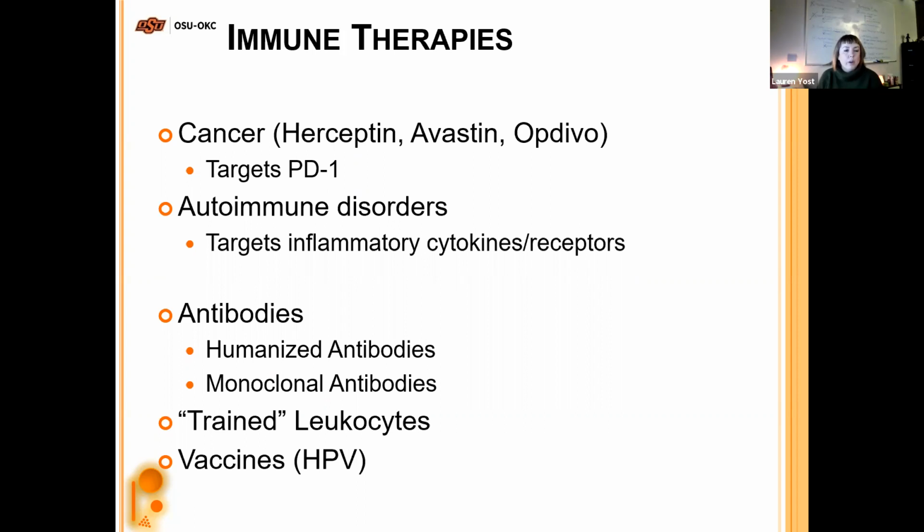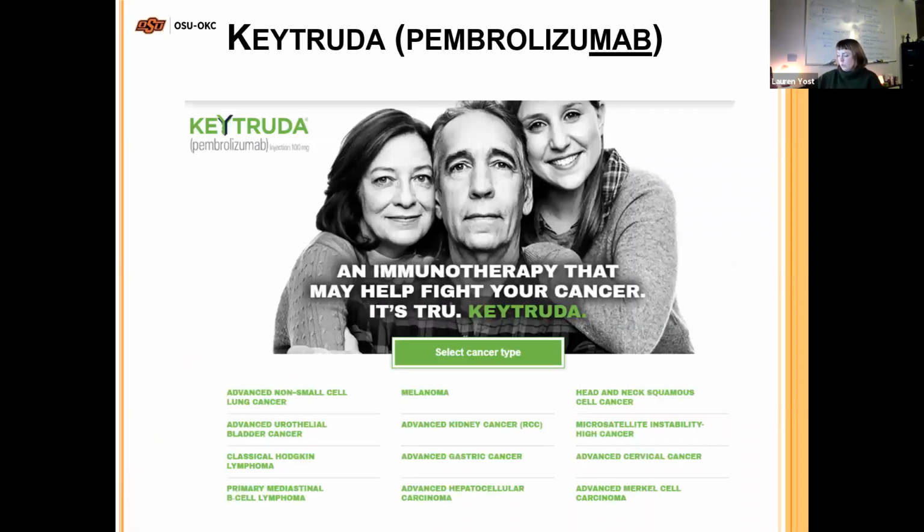And then we can have humanized antibodies that are from humans, or monoclonal antibodies that are specific, one single antibody that only binds with one single antigen. And then we have trained leukocytes, and we can use them to help with making vaccines as well. Anyways, this is Keytruda. It's used for treating all these different kinds of cancers. You get this infusion with this antibody, and your body uses that antibody to bind to the cancer, and then your cells will react appropriately to those things being covered with antibody. So that's the idea of how that works.